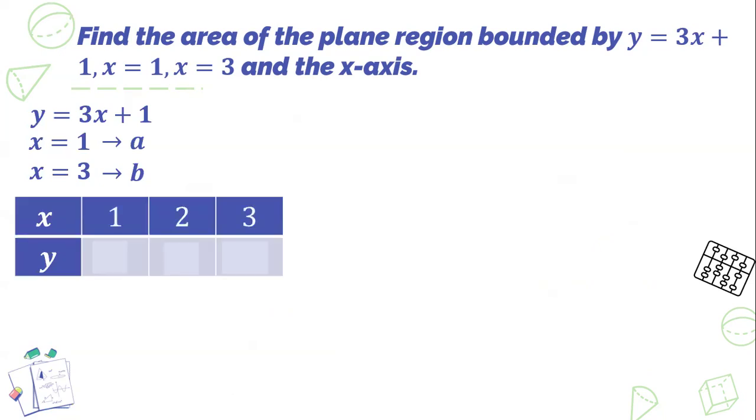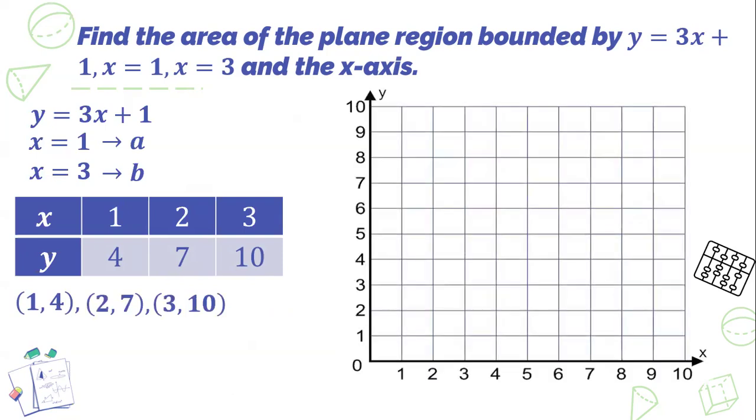We can assign any values. So I have 3 times 1 plus 1, that will be 4. 3 times 2 plus 1, that will be 7. And 3 times 3 plus 1, that will be 10. So we will have coordinates such as (1, 4), (2, 7), and (3, 10). Plotting them on the Cartesian plane, we have (1, 4), (2, 7), and then (3, 10). And connecting the dots, we form the line that represents the linear function graphically.